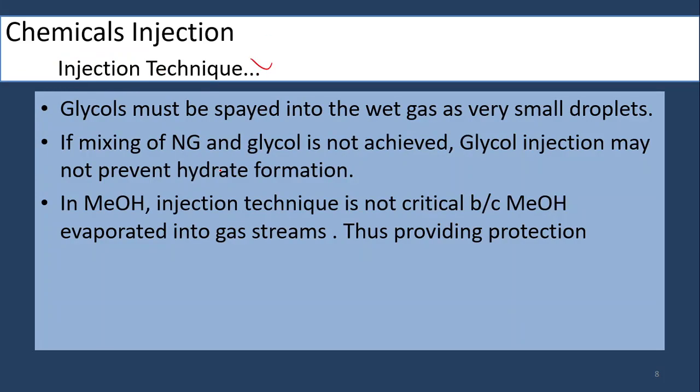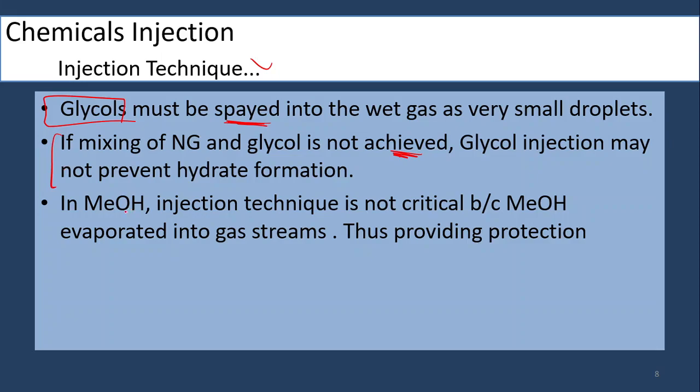The injection technique is how to inject these chemicals in the flow line, or in the system, in the natural gas. Glycol must be sprayed into the wet gas as very small droplets. So for the glycol, we need a very good spray system so that proper mixing with the natural gas is possible. If mixing of natural gas and glycol is not achieved, glycol injection may not prevent hydrate formation. So overall, glycol mixing is very important, and for that we need the spraying system for the glycol.